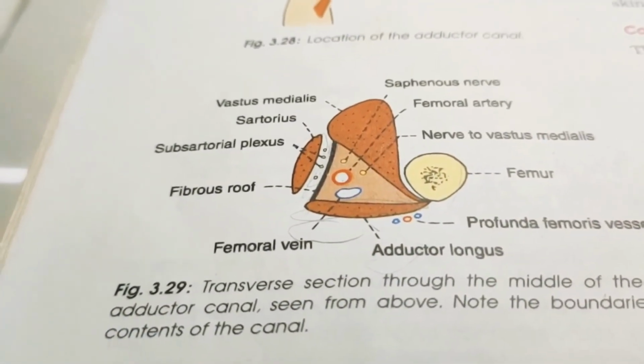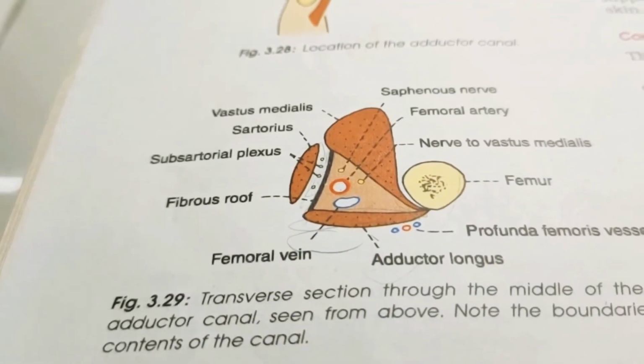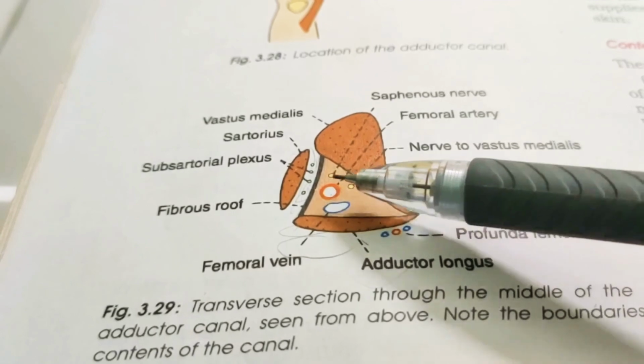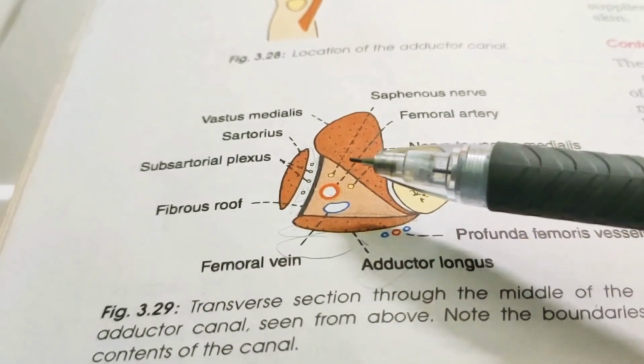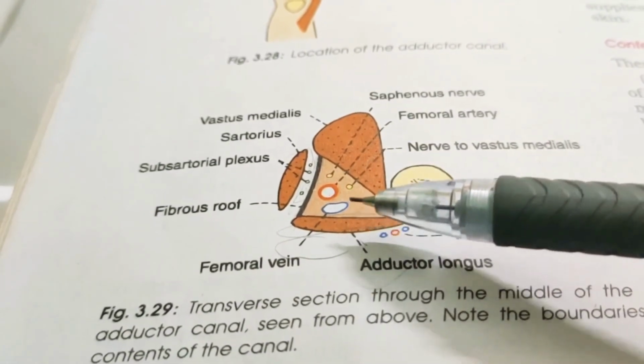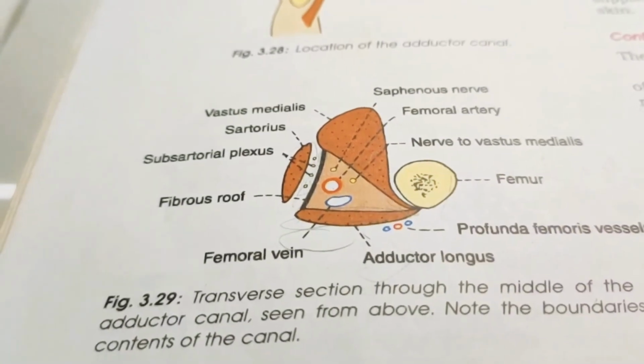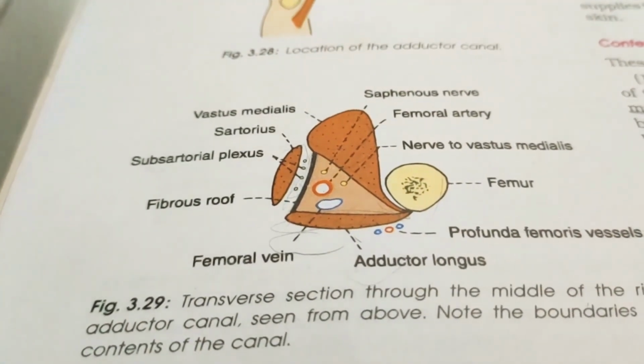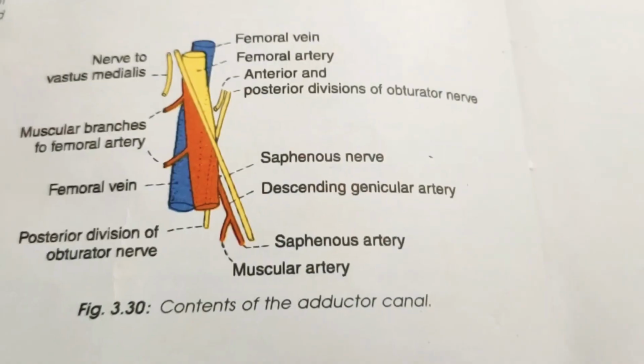So there are two anastomoses. One is between the descending branch of lateral circumflex femoral and the descending genicular branch of the femoral artery. Another one is between the perforating arteries and the muscular branches of the popliteal artery. So this is all about the adductor, Hunter's or subsartorial canal.